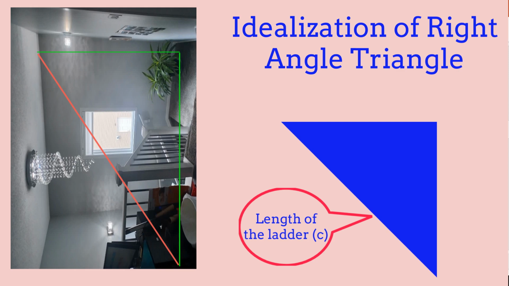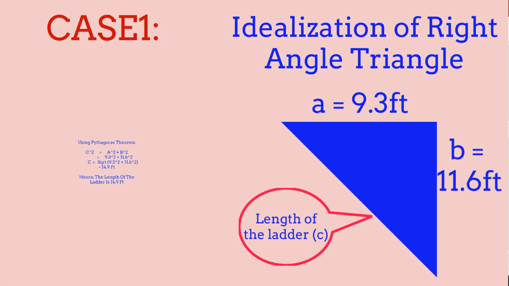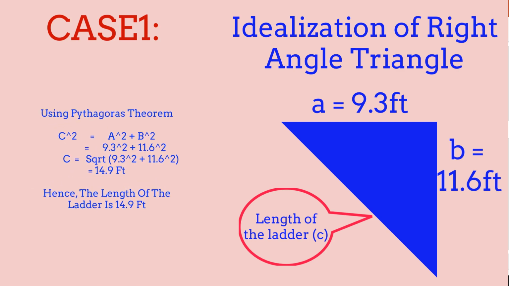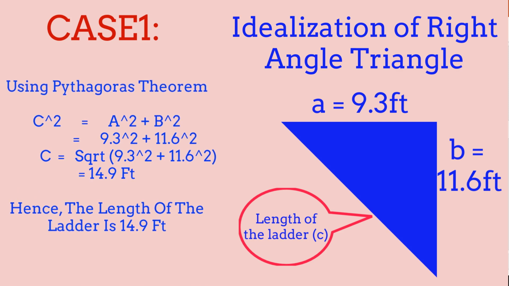Now let's say that we're given side A and side B. For side A, the length is 9.3 foot, and for B, it's 11.6 foot. For this method, we're going to use case 1, which is the Pythagoras Theorem. All we have to do is 9.3 squared plus 11.6 squared, and that equals c squared.